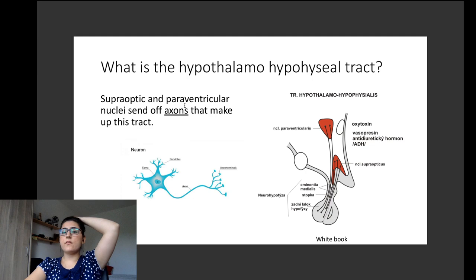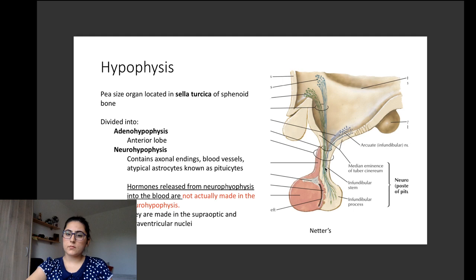So, you can see this is my cell body. This is my axon. The cell body is equivalent to this, the axon is this, and the axon terminals are these boutons, okay? My hypothalamo-hypophysial tract is basically a tract made by the axons of my nuclei. You can see that literally here. These axons make my infundibular stem, okay? It makes my neurohypophysis.